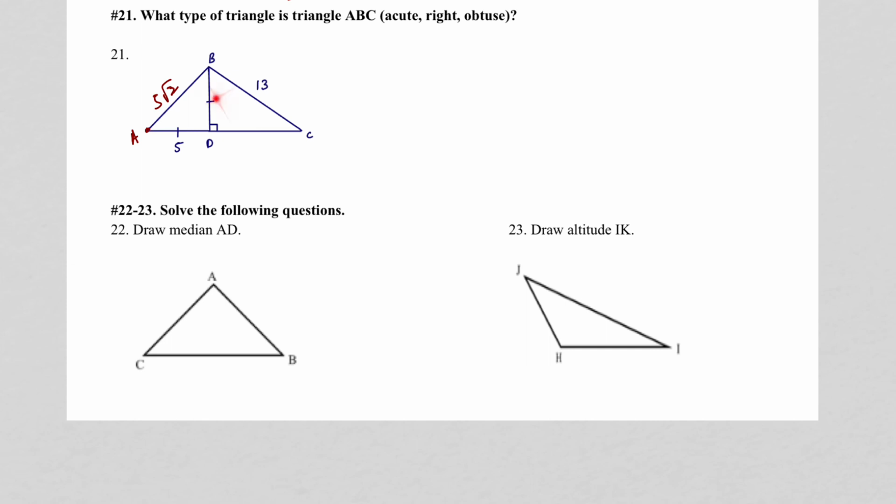I'm going to write this in so we can see it. This is 5. Now, I can see that this is a 5, 12, 13 triangle. If you don't remember 5, 12, 13, you have to call this something and solve for it. So let's call this, say, x. Then 5 squared plus x squared is equal to 13 squared. That's the Pythagorean theorem.